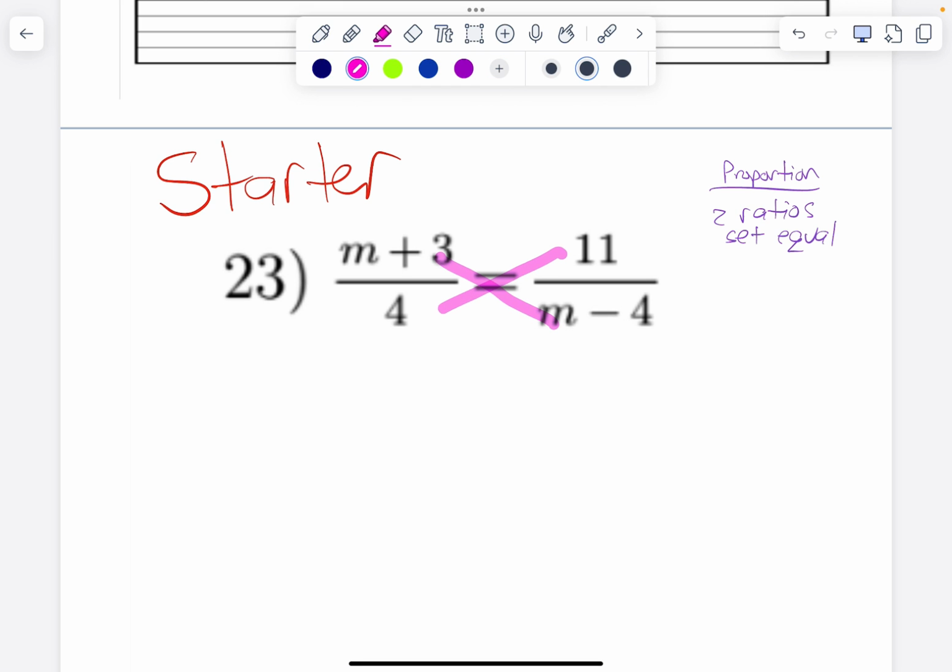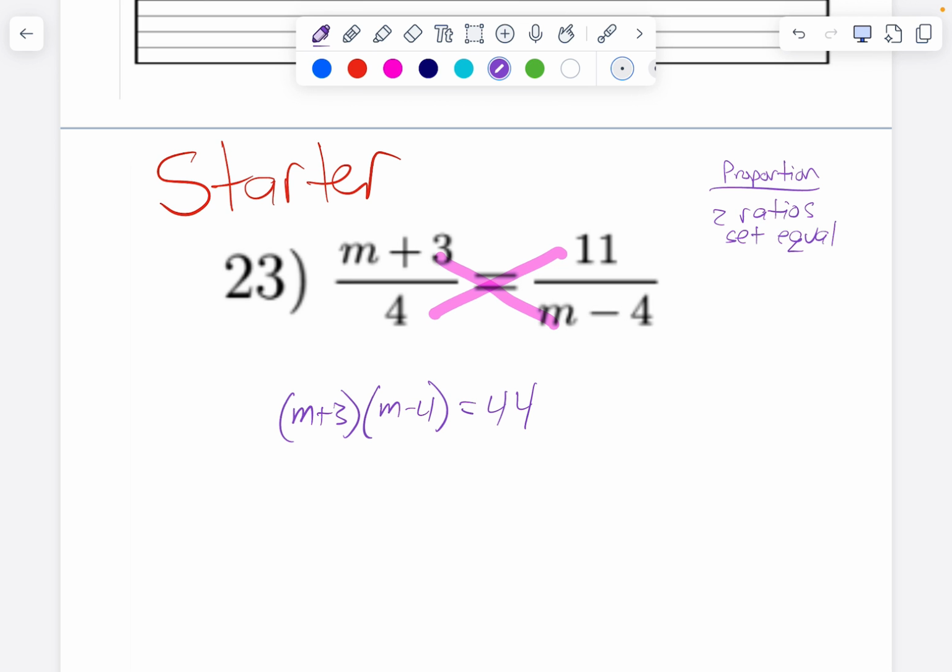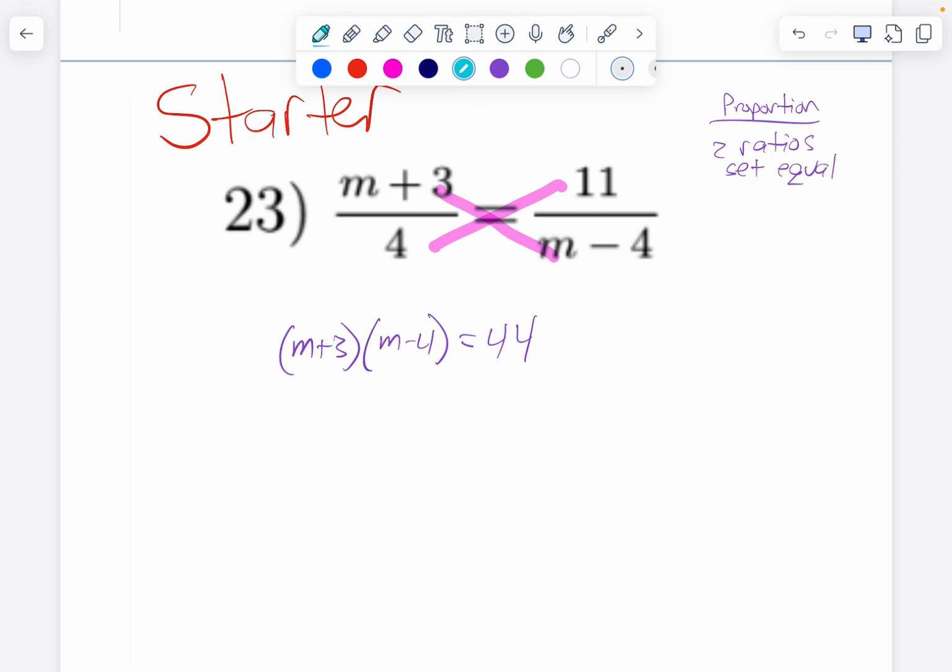All right, so we're going to take our cross products and use parentheses. Okay, and then distribute. Remember, you'll get a middle term when you do that if you're doing it correctly. So m squared, of course, and then we'll get negative 4m plus 3m. So that's negative m, and then minus 12.